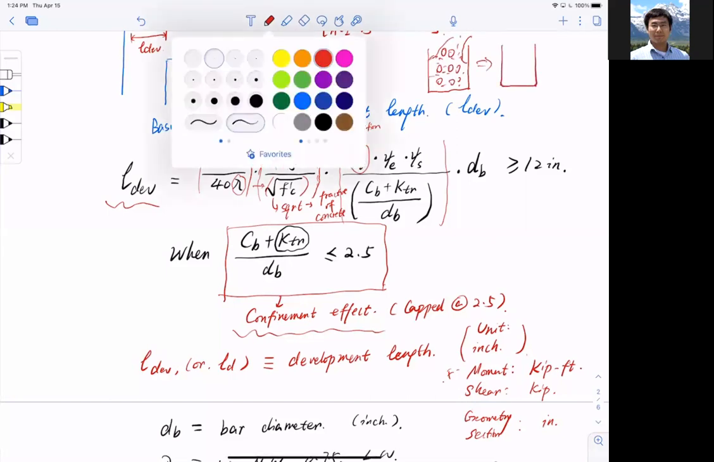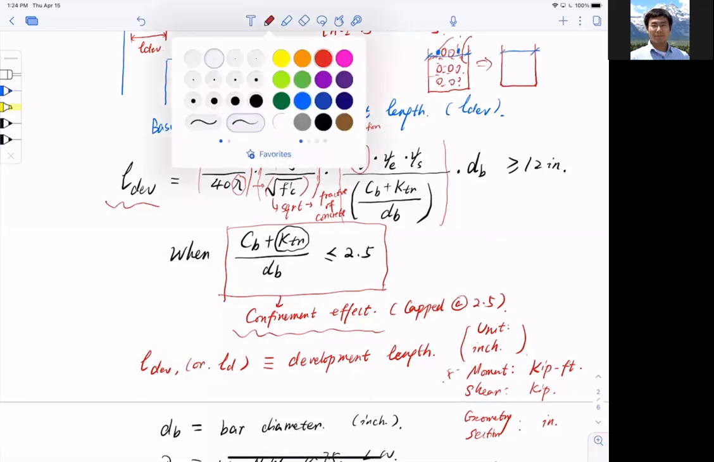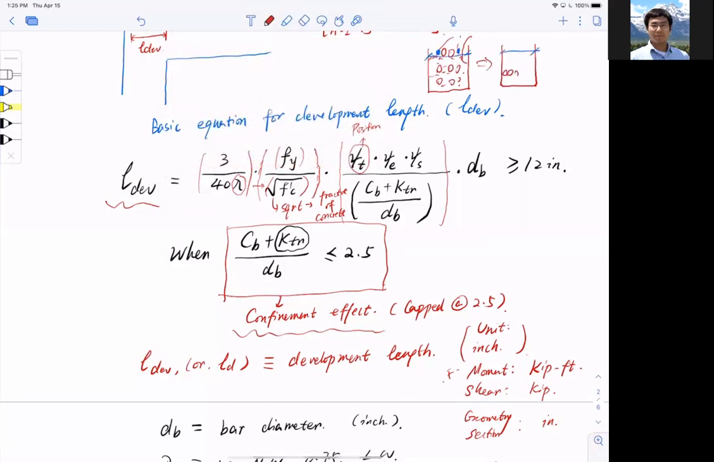Let me use a different color for the bars. So these are the bars that have been tied to the formworks, right? As the pouring gets to the end, all these aggregates are probably going to be accumulated at the bottom here, and all the cement is probably on the top. And when you have more than 12 inches of depth of concrete built up underneath the bars, your bars are not surrounded by aggregates.